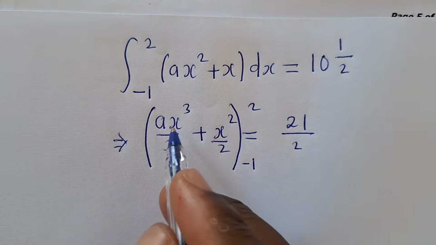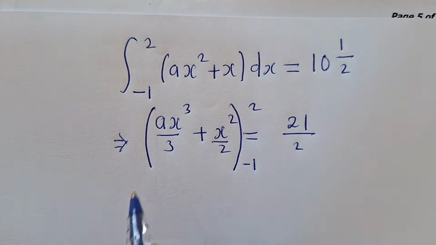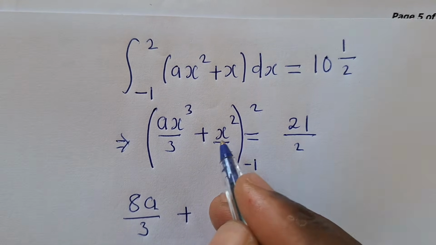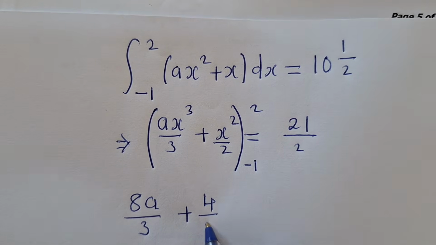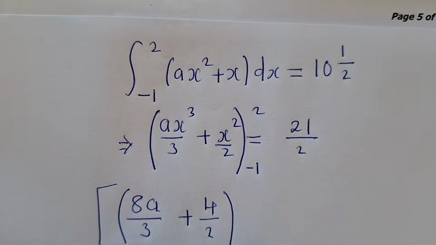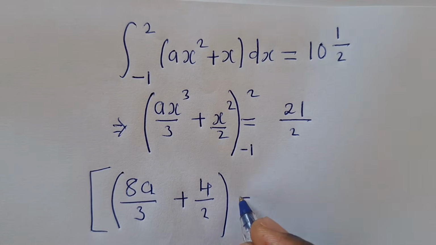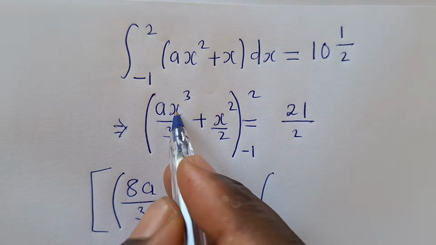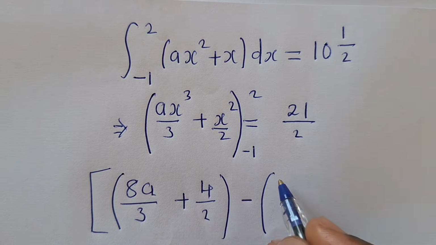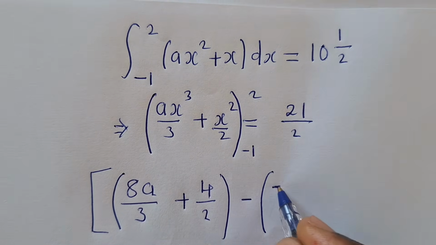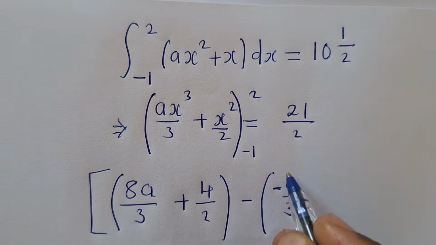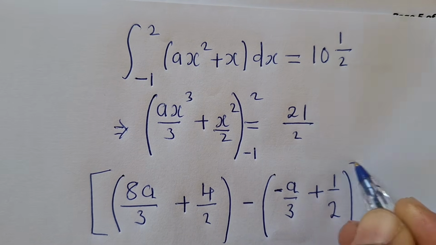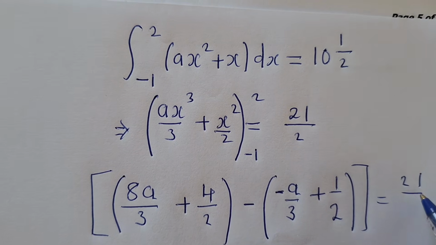So when we get this 2, we put it here. It will be 2 power 3, which is 8a over 3, plus we get this 2, substitute it here, it will be 4 over 2. Okay, and then we say minus. We start with the lower limit. We get this lower limit, substitute it where x is here. It will be negative 1 power 3. That is the negative 1. Negative 1 times a, it's negative 1a over 3. Here it will be plus 1 over 2 is equal to 21 over 2.